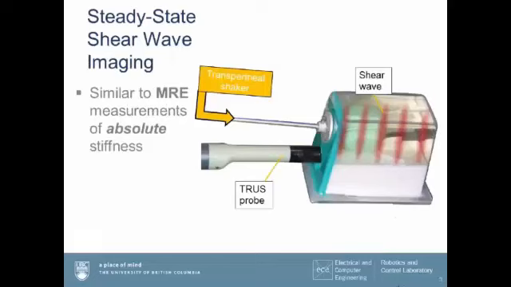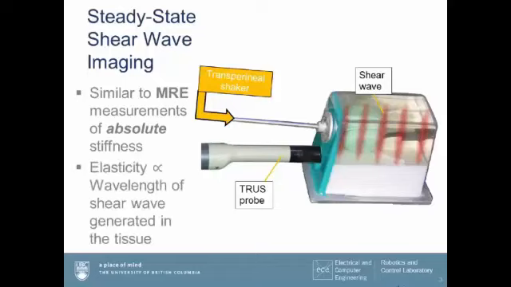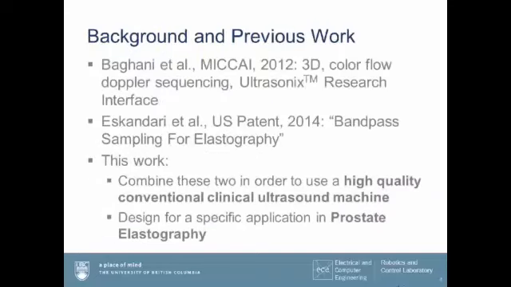So what is steady-state shear wave imaging? Basically, it's something similar to MRE techniques where we generate mechanical wave inside the tissue using continual multi-frequency excitation. And once the wave is generated, we can then measure the elasticity by actually measuring the wavelength of the shear wave inside the phantom. This is as opposed to transient methods where you measure the speed of the wave. Instead, we're measuring the wavelength, but still to compute the absolute elasticity.